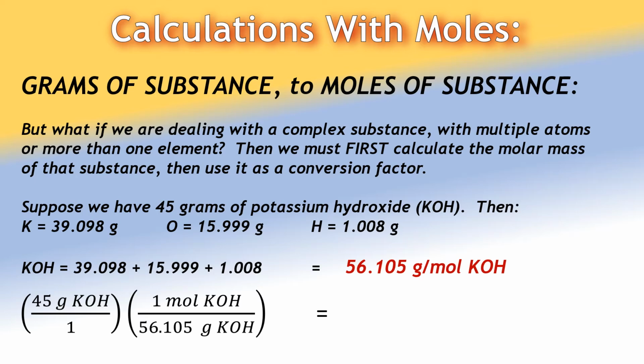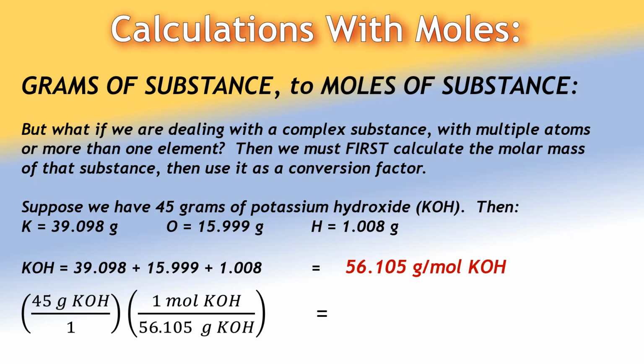Now, what if we're dealing, though, with a complex substance? Those problems just involve individual elements. Suppose we have multiple atoms of more than one element. Then we must first calculate the molar mass of that substance. And that's the part that makes these things extra challenging, because it's just extra work you have to do before you're ready to solve the problem. But once you've done the extra work, the actual setup is the same.